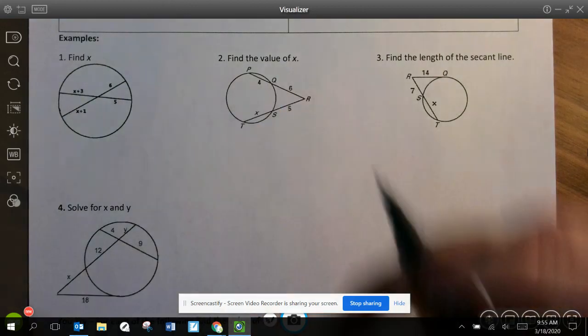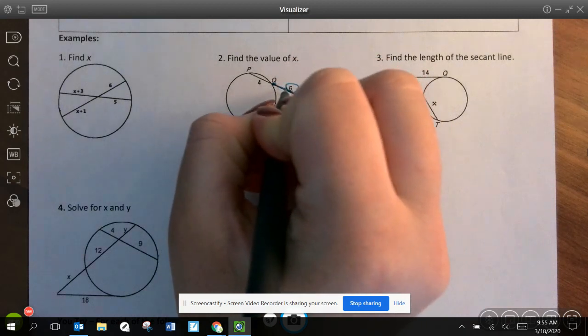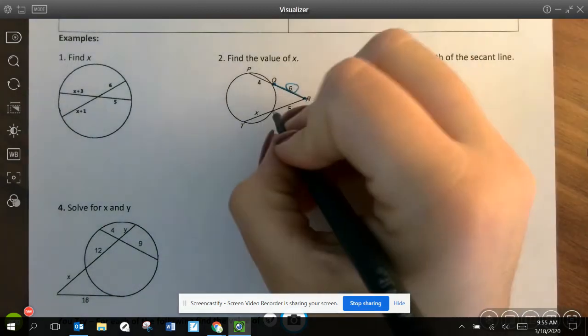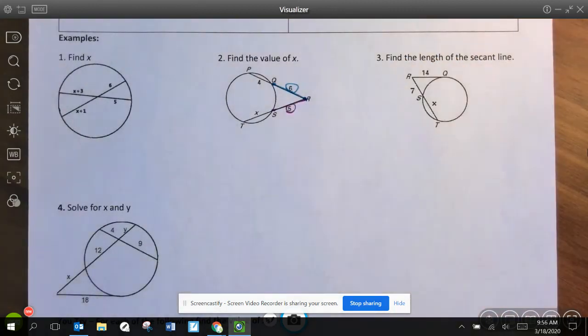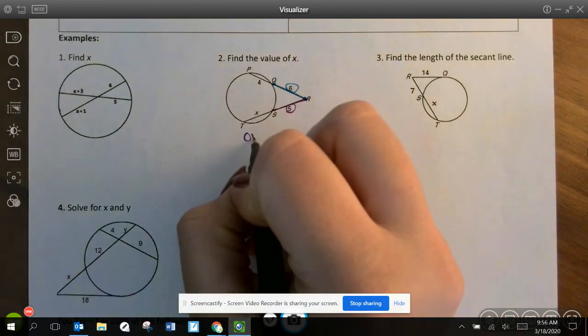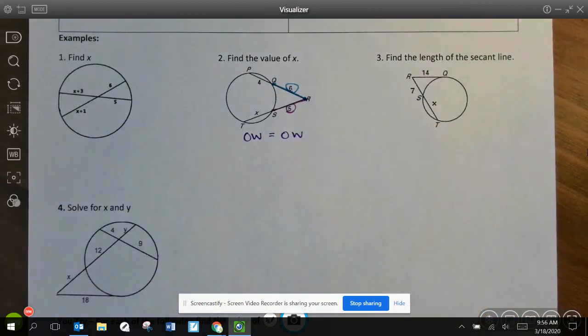The reason I know they're an outside and a whole is because if I look at the picture in number 2, I notice that there's an outside section to each of those secant lines. A 6 and a 5. I've got outside sections, so that already tells me I'm going to be using outside times whole equals outside times whole. Okay, so let's just take a look further.